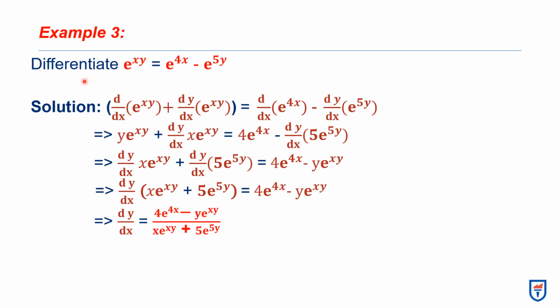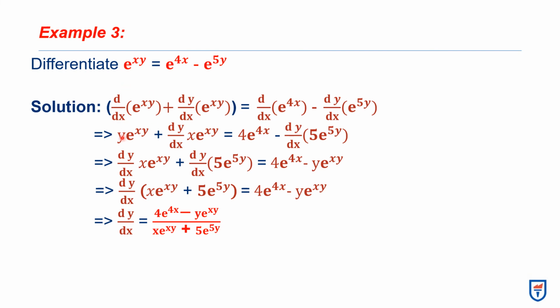Here is our third example of differentiating an implicit function. We have the question that says: differentiate e^(xy) = e^(4x) - e^(5y). When you're differentiating an implicit function that has a term with xy, we need to differentiate this exponent two times. First we differentiate in terms of x, then we differentiate in terms of y. When you differentiate in terms of x, we treat y as a constant.